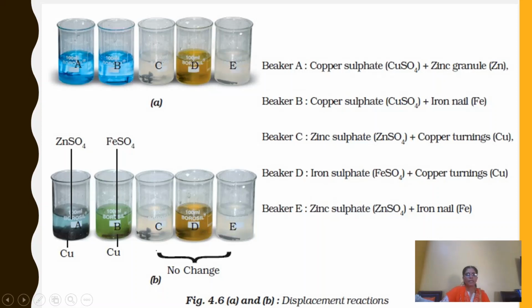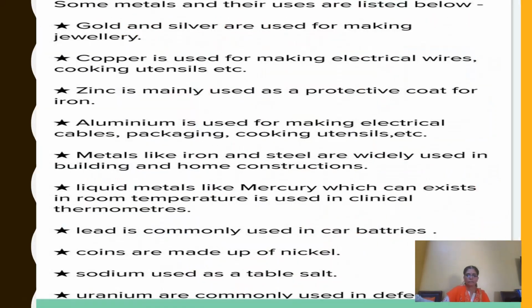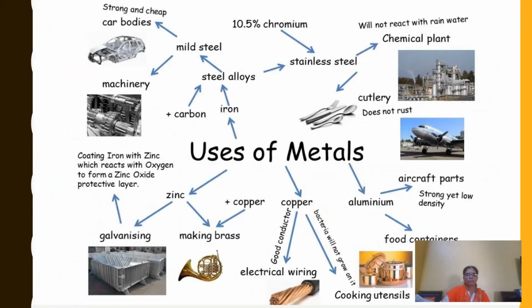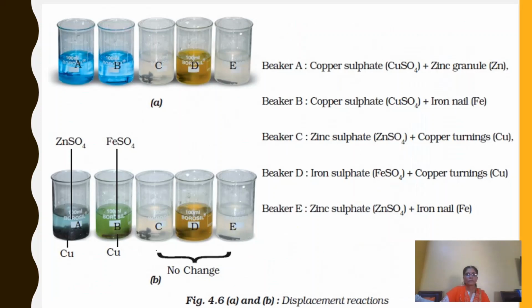And in beaker D, this brownish solution, which we call iron sulfate or ferrous sulfate solution, again here some copper turnings are added. Now in beaker E, take zinc sulfate and some iron nail is added. Now keep this beaker setup undisturbed for some time.